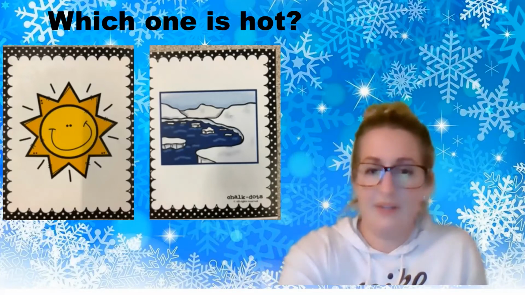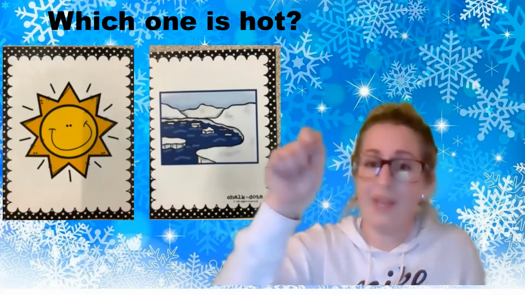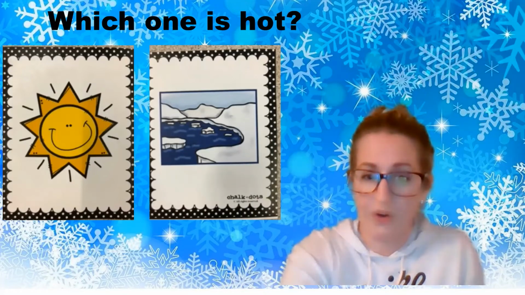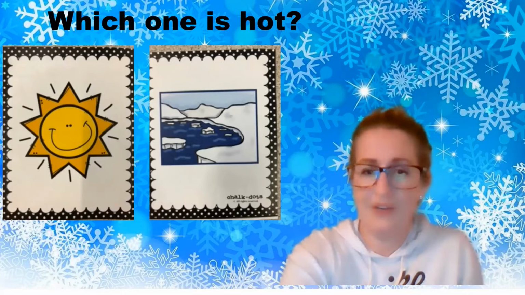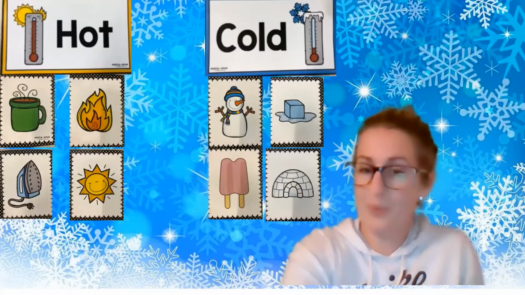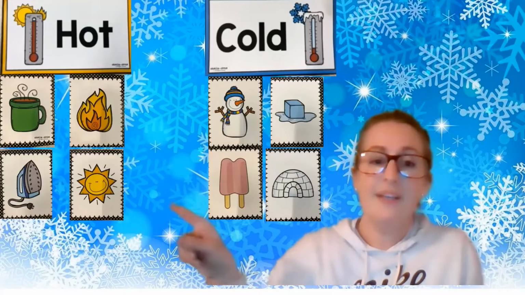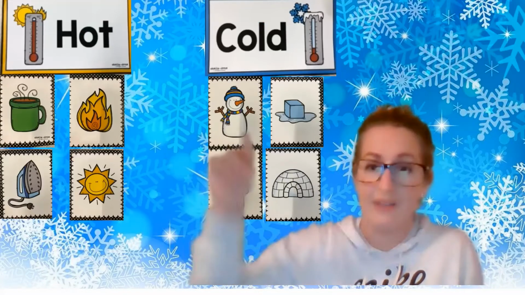Nice work. Now let's take our sun picture and move it to underneath the word hot. Let's do this. Ready? 1, 2, 3. Boop. Now our sun is under the word hot.